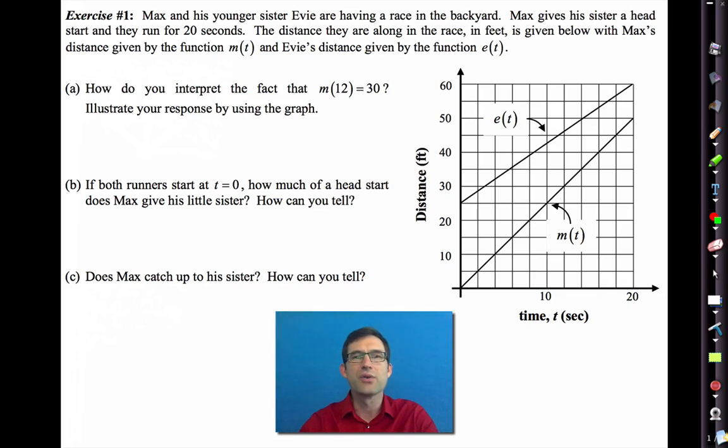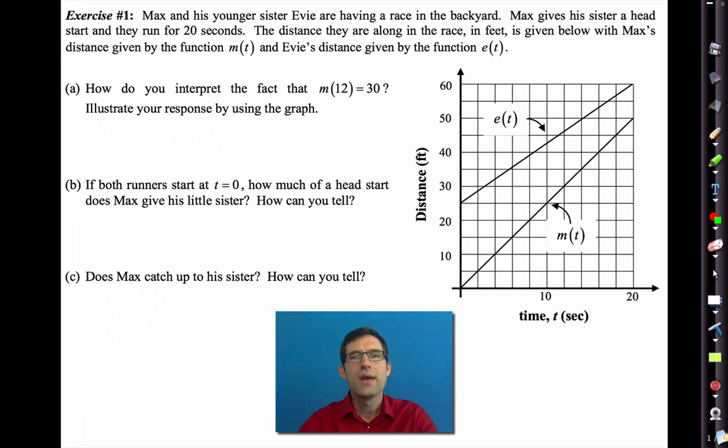Max and his younger sister Evie are having a race in the backyard. Max gives his sister a head start and they run for 20 seconds. The distance they are along in the race in feet is given below, with Max's distance given by the function m of t and Evie's distance given by the function e of t.